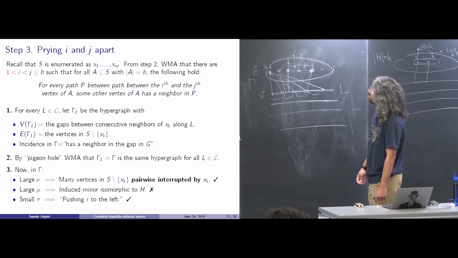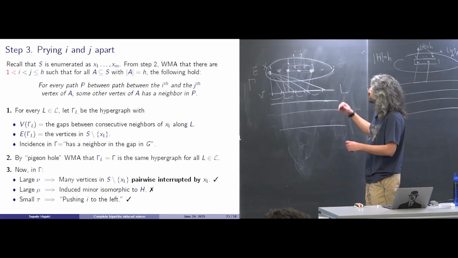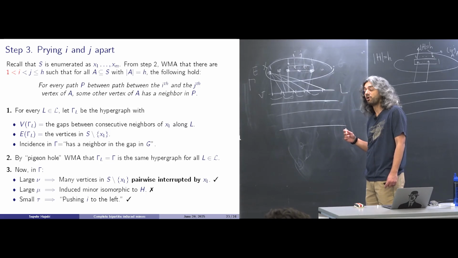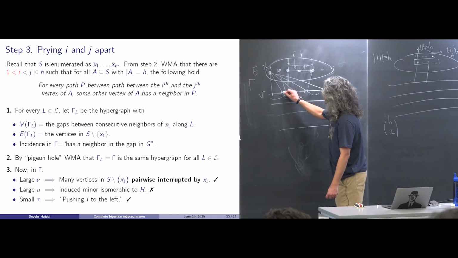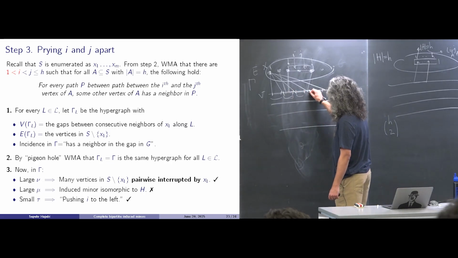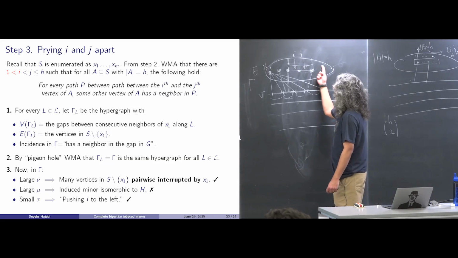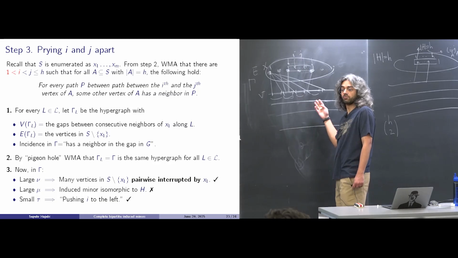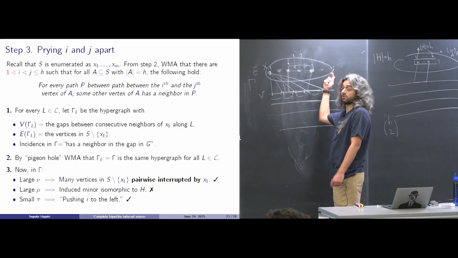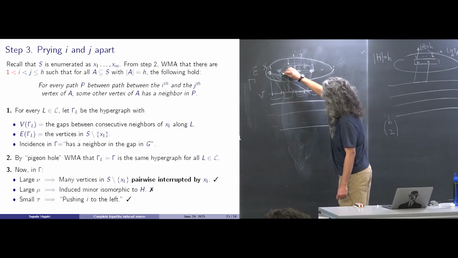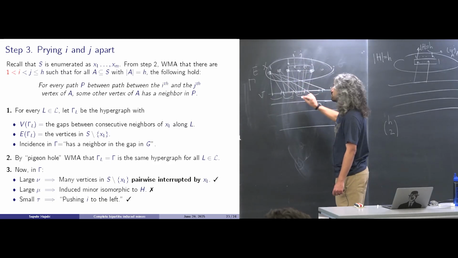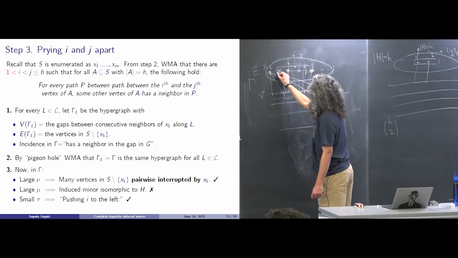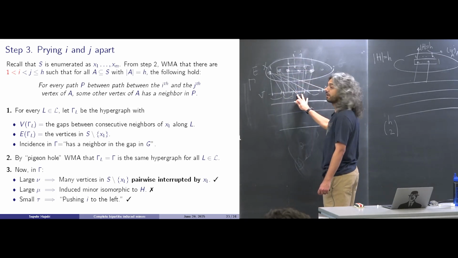So by the hypergraph lemma, this hypergraph is going to contain a small vertex cover, which means there are going to be only a few of these gaps such that every vertex here, except for x1, has neighbors in at least one of them. And because there are very many vertices in here, there's one gap that most of them are going to have neighbors in. And what does that mean?